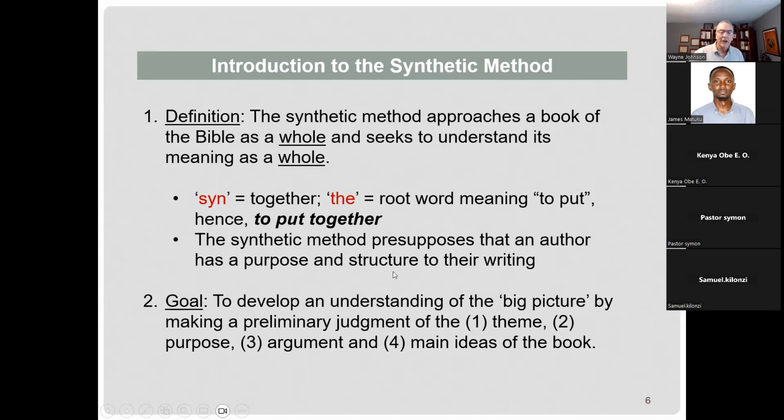The goal of the synthetic method is to develop an understanding of the big picture by making a preliminary judgment on the theme, or could be themes, the purpose, the argument, or how the author intends to lay out an argument, and some of the other main ideas that are going to be important to the book as a whole.